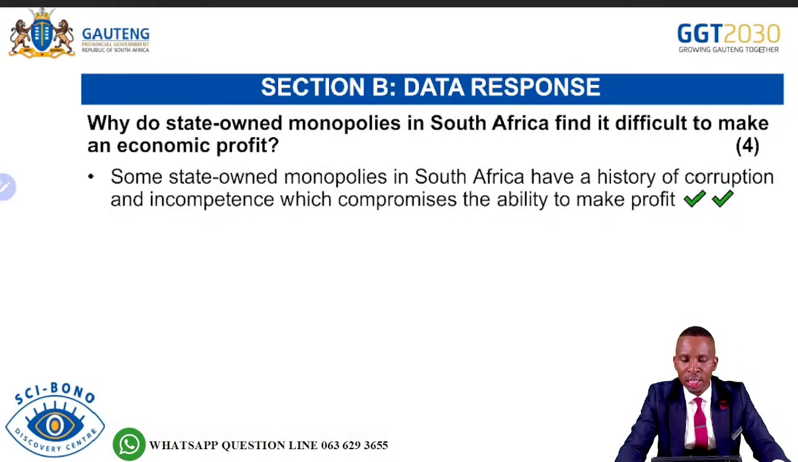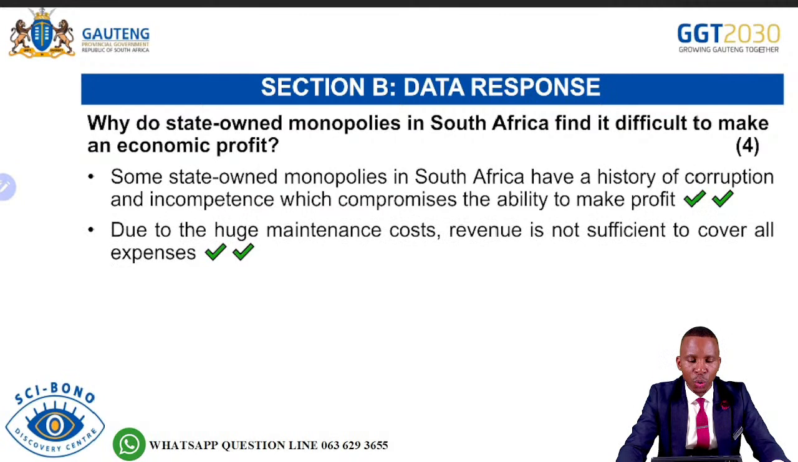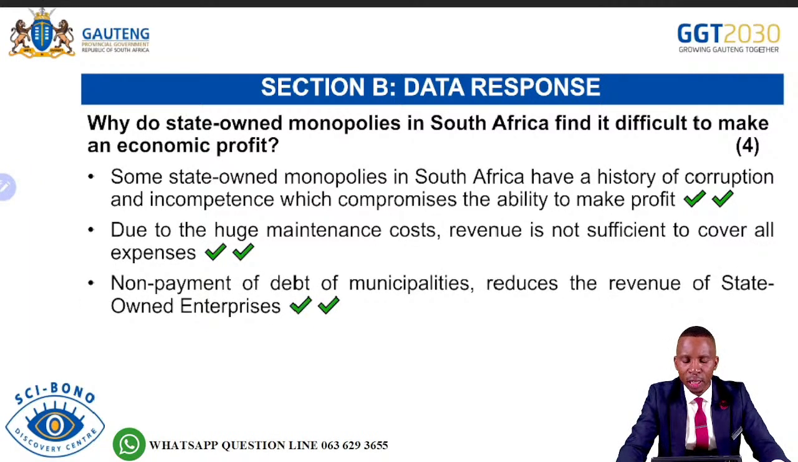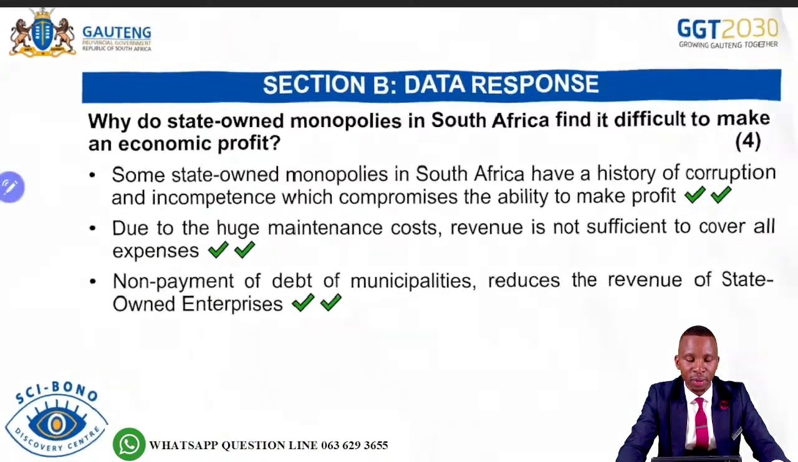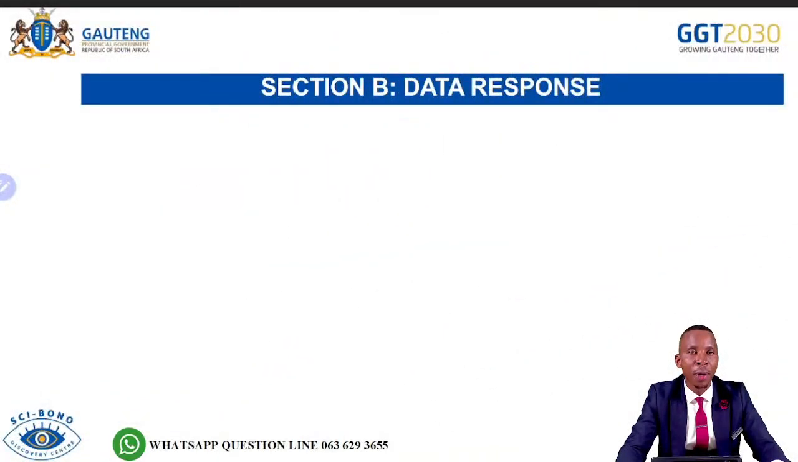Some state-owned monopolies in South Africa have histories of corruption and incompetence, which compromises the ability to make a profit. Due to huge maintenance costs, revenue is not sufficient to cover all expenses. Non-payment of debts by municipalities reduces the revenue of state-owned enterprises. We have seen that with Eskom. They've been complaining about debts that South Africans are facing. They are not paying Eskom what is due to it. So it is difficult for it to be regarded as a business that makes a profit, because it is owed more than 50 billion rands by South Africans.